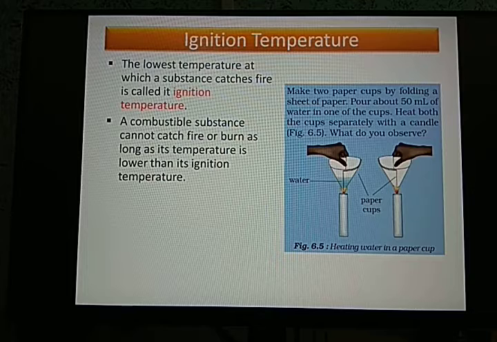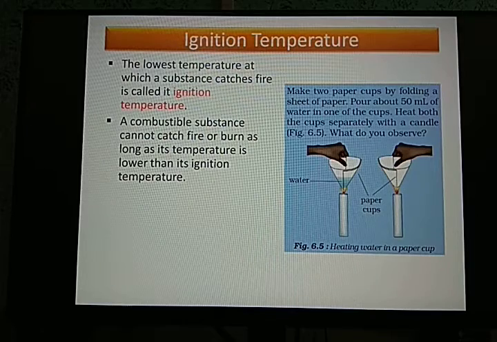But in the other case, the paper cup which is empty, its ignition temperature is low, and as a result it will catch fire instantly. Clear? So we can say that the ignition temperatures in both the cases are different. Depending upon the ignition temperature, one of the paper cups catches fire instantly, and the other paper cup will take some time.